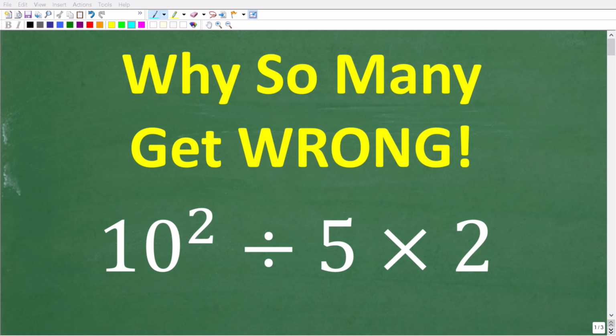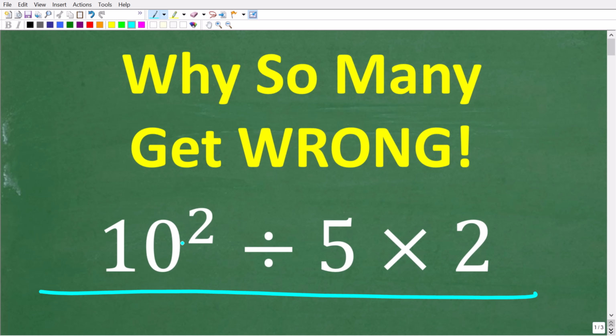Let me ask you something. Without using a calculator, but maybe a piece of scrap paper and a pencil, could you figure out this problem right here? So we have 10 squared divided by 5 times 2. Now, this is a pretty basic math problem.